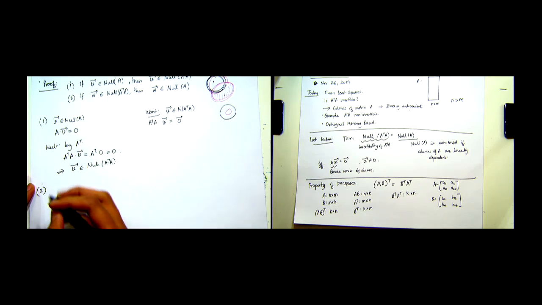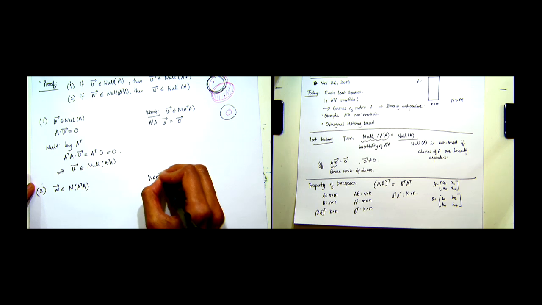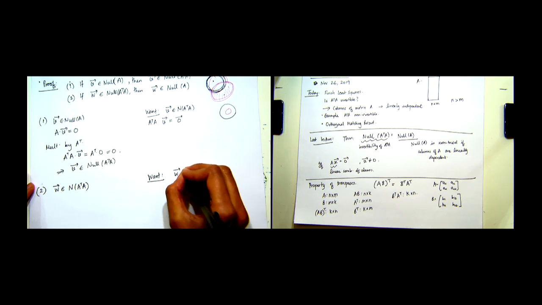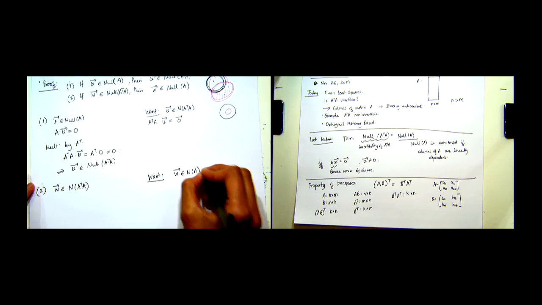So we now want to say that if this W belongs to null space of A transpose A. So let's say we're given that W belongs to null space of A transpose A, and we want to show that W belongs to the null space of A. Right? So if I know W belongs to the null space of A transpose A, I can write this as A transpose A W equal to 0.